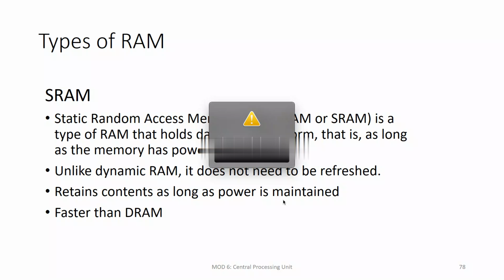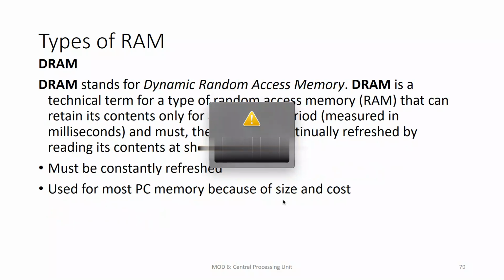They are called dynamic random access memories because it is a technical term for the type of random access memory that can retain its contents only for a very brief period of time. Therefore, they must be continuously refreshed. Unlike the SRAM, they don't need to be refreshed. So those are the differences. When asked to discuss the various types of RAM, you must state what the SRAM is, what the DRAM is, and what their differences are.